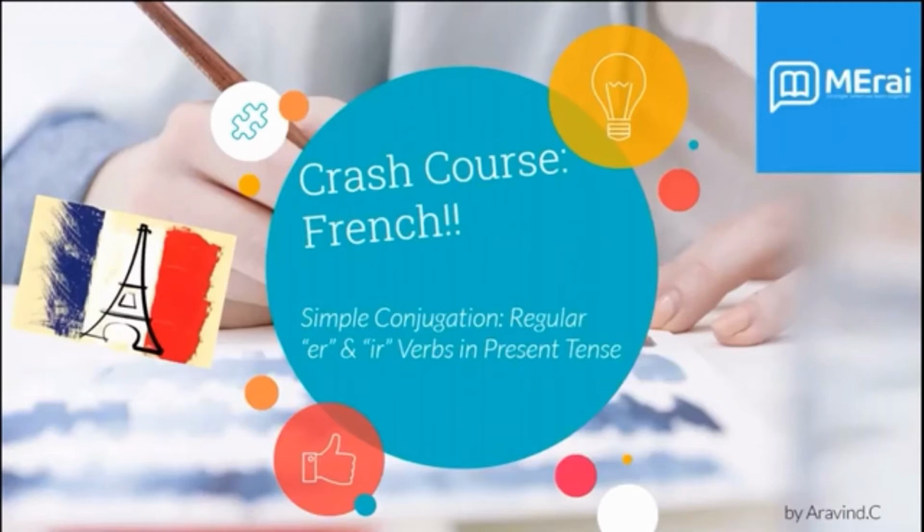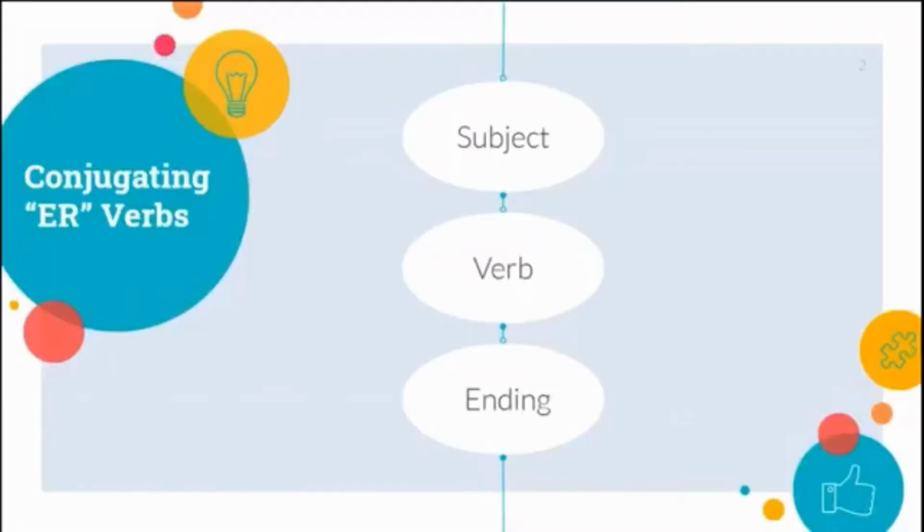Today I'm going to be teaching you how to conjugate regular ER and IR verbs in the present tense. Conjugating ER and IR verbs is extremely easy if you follow a quick three-step method: subject, verb, and ending. Let's start by conjugating regular ER verbs.